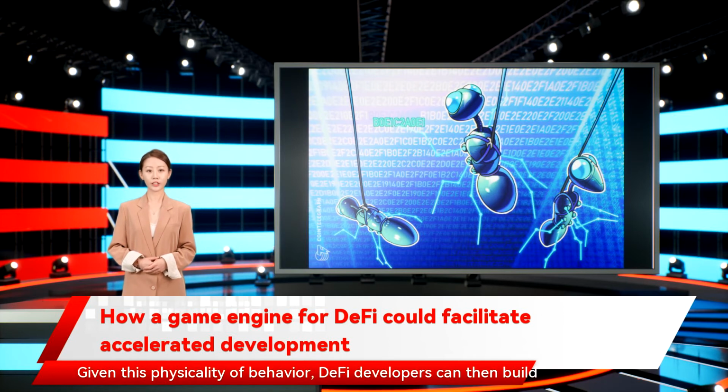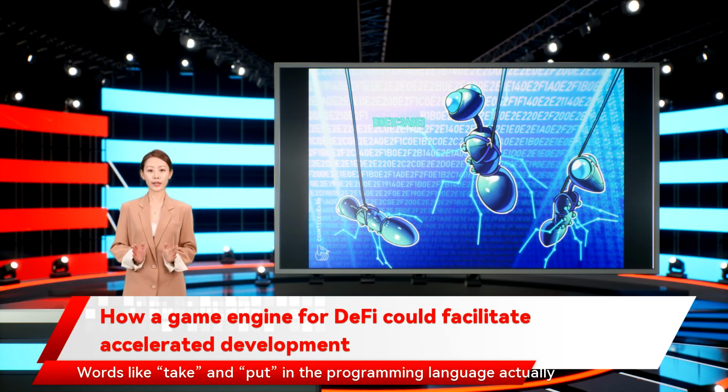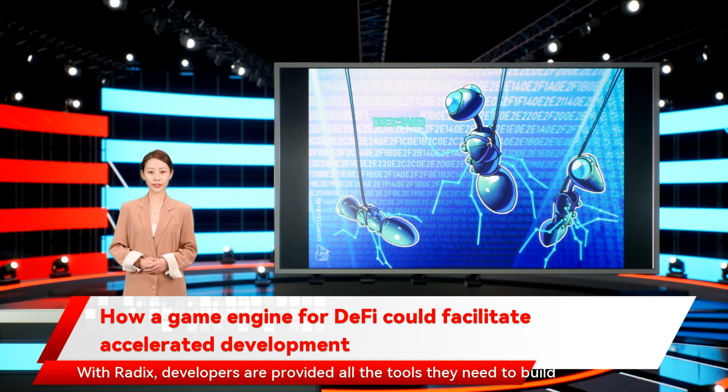Given this physicality of behavior, DeFi developers can then build DeFi dApps as they would intuitively draw them on a whiteboard. Words like take and put in the programming language actually take and put tokens in places. No more defining the rules of finance within every single smart contract, from scratch, as with Solidity. With Radix, developers are provided all the tools they need to build secure code quickly, supercharging their productivity.